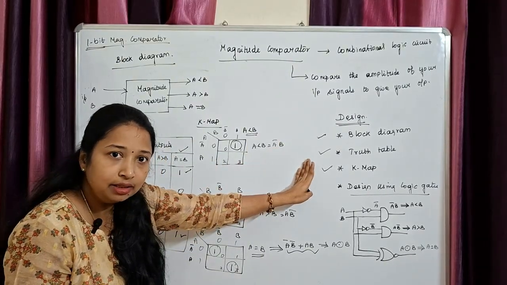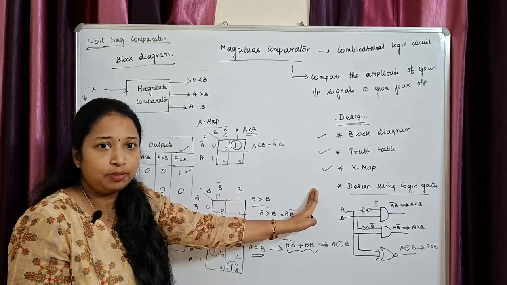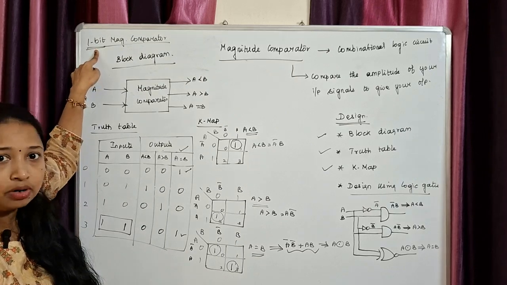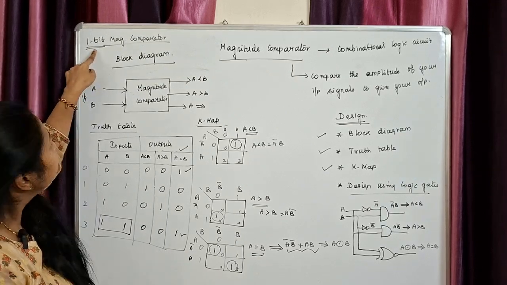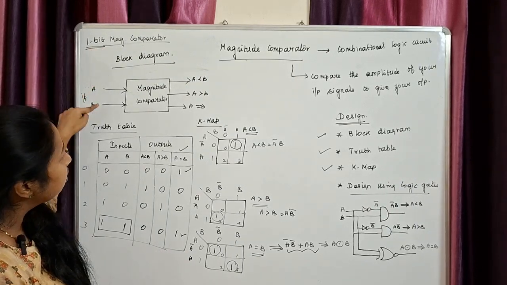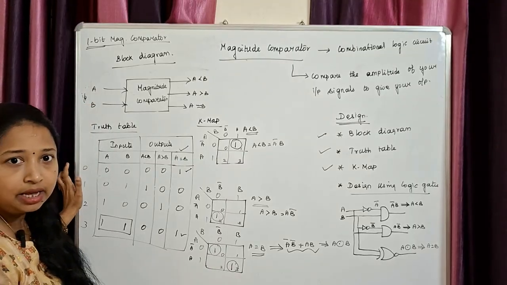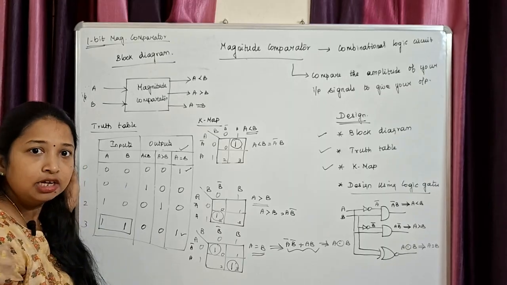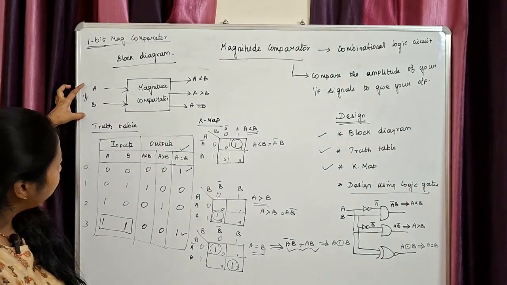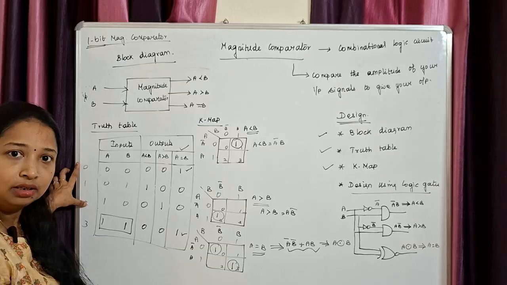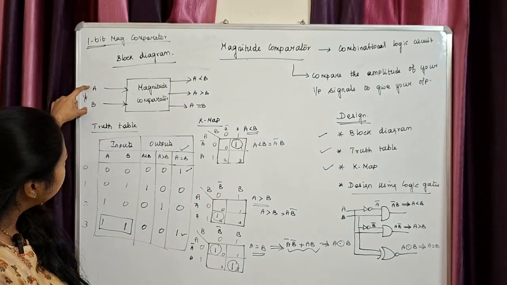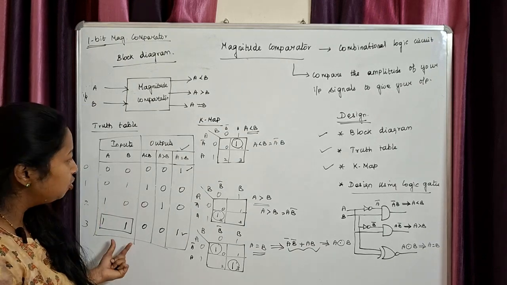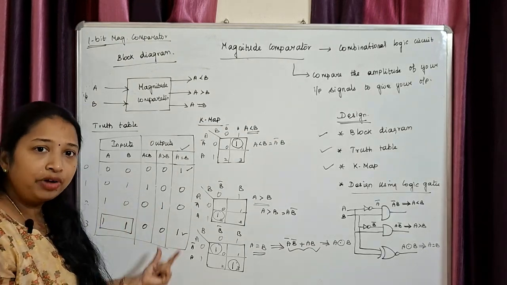Whenever it comes to designing, these are the 4 basic principles that you have to keep in mind. First step, you have to draw a block diagram depending on how many bit magnitude comparator they are asking. Clear? If they are asked for 1-bit magnitude comparator, then you'll be designing like this. In case they're asking for 2-bit magnitude comparator, that we'll see in the next lecture. Clear? Now, after drawing a block diagram, we have to draw a truth table as well. And in a truth table, based on the input, we'll decide how many combinations you want.